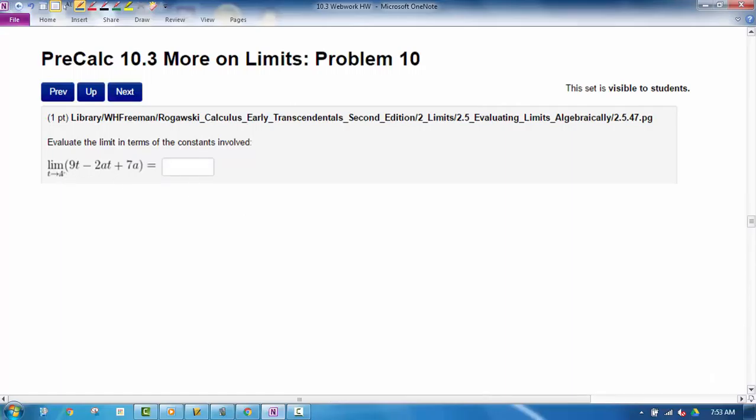Next one, same thing, I can substitute in 4 for t, because there's no places where this is undefined. A is just some number, so don't worry about it, just leave A as it is. When you substitute that in, 9 times 4 is 36, minus 2a times 4, which would be 8a, plus 7a. That just gives you 36 minus a.